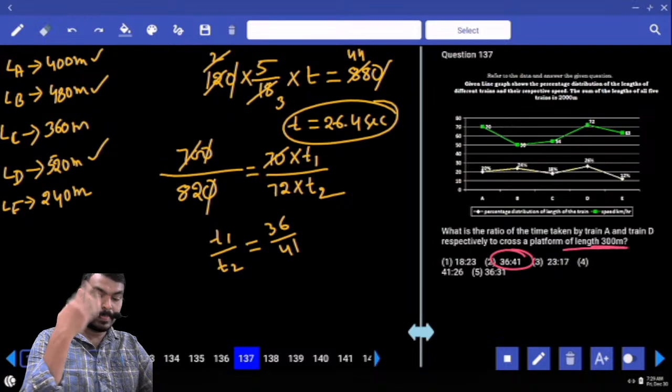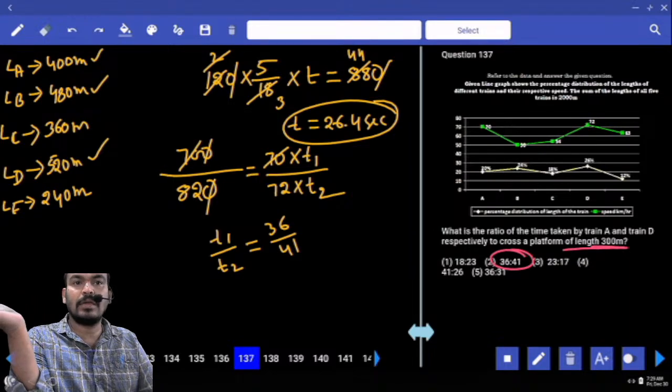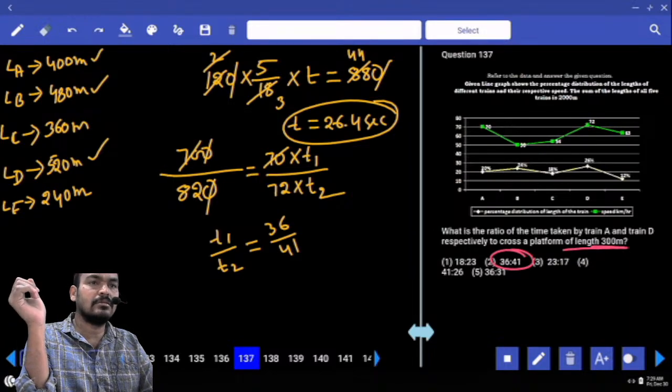What is the right-hand side value? Speed into time. The left-hand side is distance.